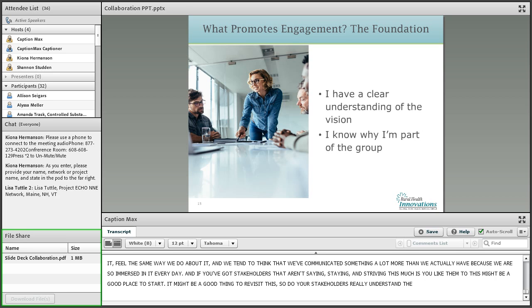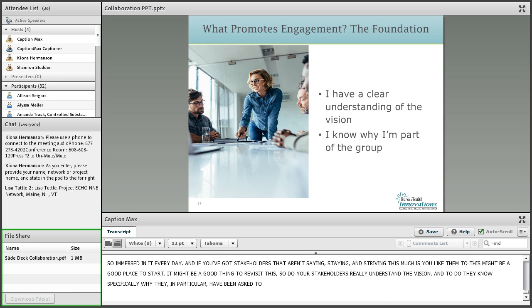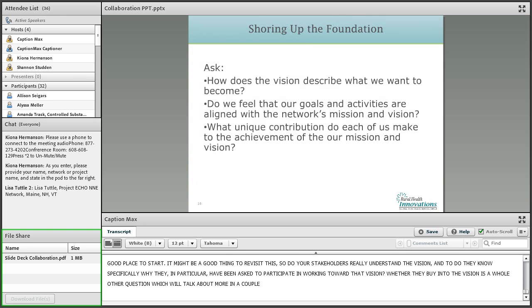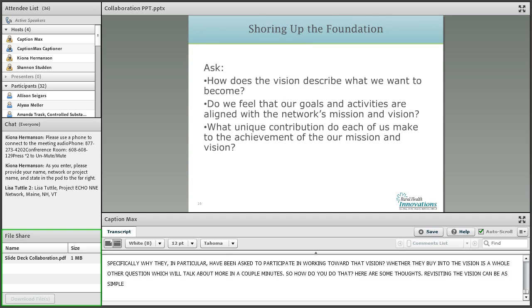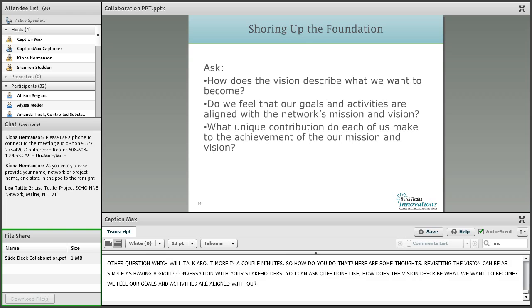It's also critical that each member of the group understands exactly why he or she is there. Why are they specifically in the room, and what expertise or perspective do they bring that nobody else can? And as a network leader, this is a central part of your role. And here I just caution you to be careful about your assumptions, because often when we're really immersed in something, we start to get the feeling that others know as much as we do about it, feel the same way we do about it, and we tend to think that we've communicated something a lot more than we actually have, because we are so immersed in it every day.